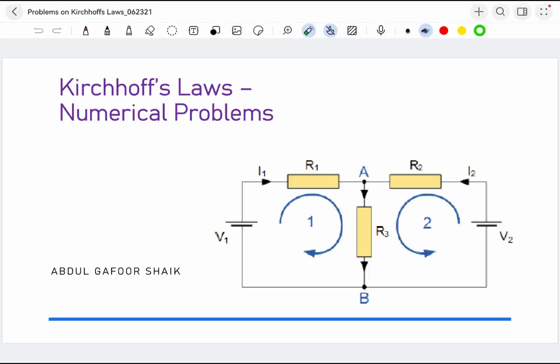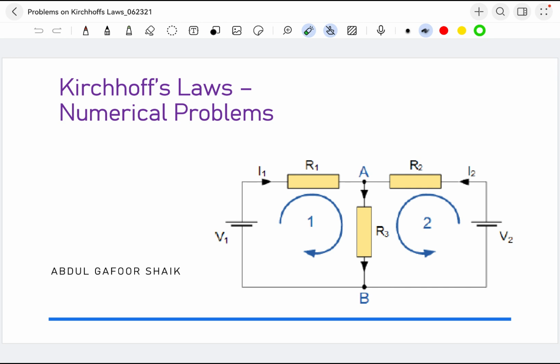Hi everyone. In this video, we will solve problems based on Kirchhoff laws. These laws are very powerful tools to analyze complex electrical circuits. We will apply Kirchhoff's laws to find the current and voltages. Step by step, you will see how these laws make solving circuit problems systematic and simple.